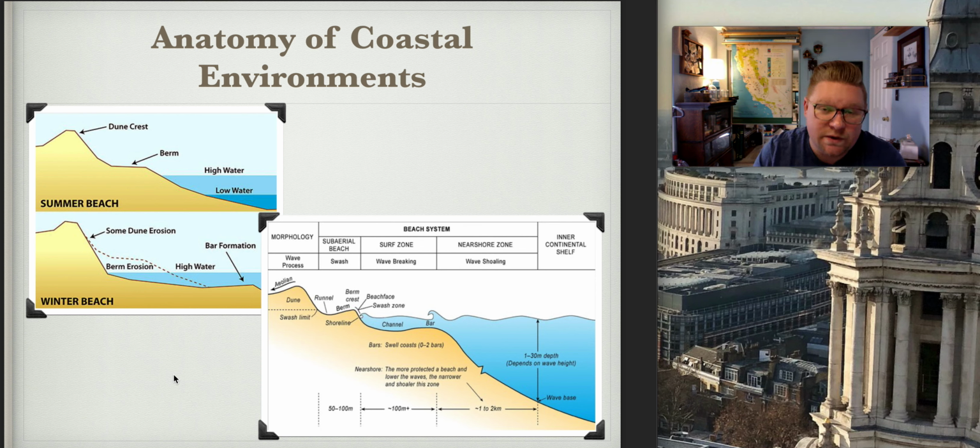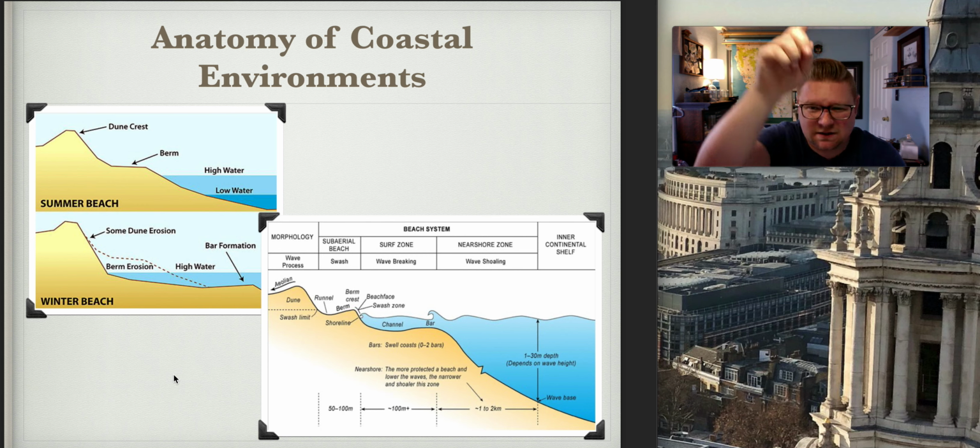We find that during the winter the waves are a lot more aggressive, with a lot more energy. So when they crash, they actually pull sand away from the beach face.